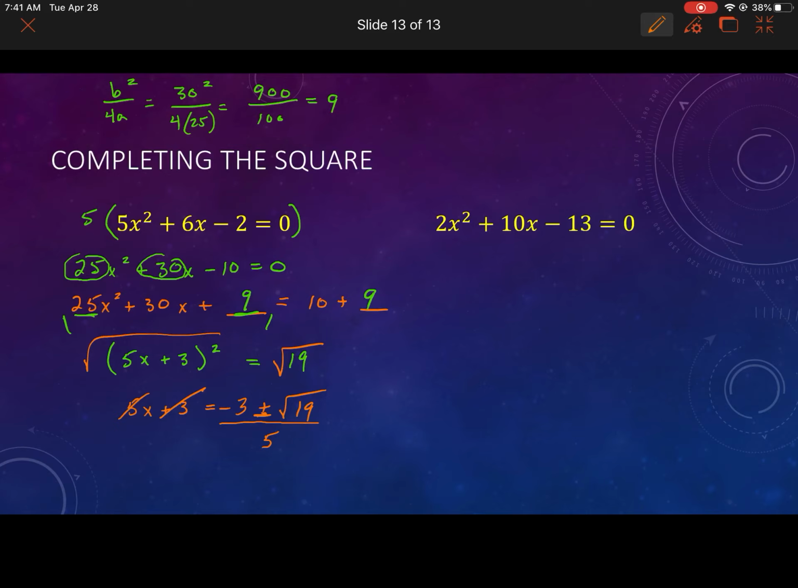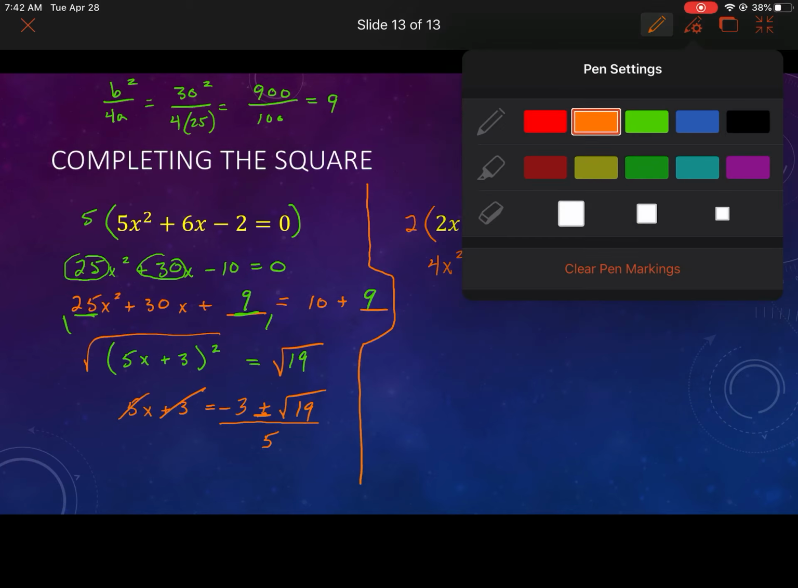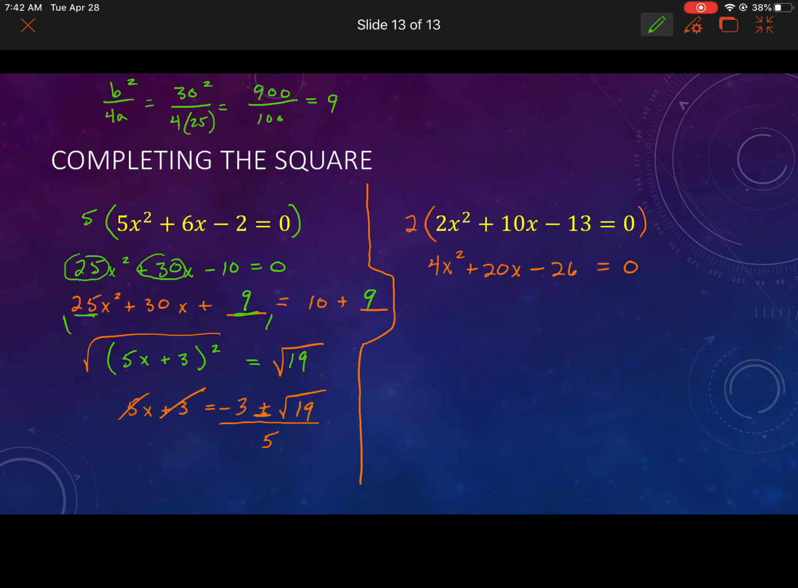All right, second one. Let's give ourselves some separation here. We're going to multiply everything by 2, right, to make a perfect square. So 4x squared plus 20x minus 26 is equal to 0. And then I'm going to move the negative 26 to the right. So 4x squared plus 20x plus something equals 26 plus that same something.